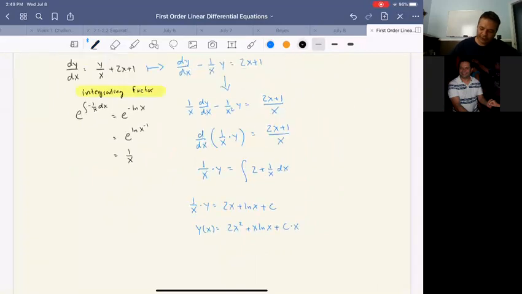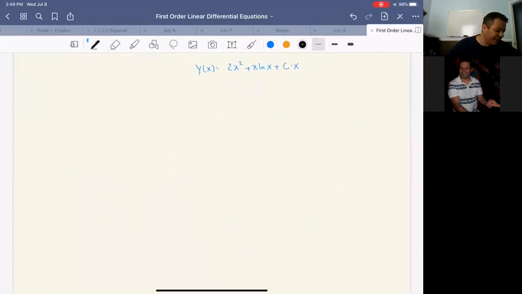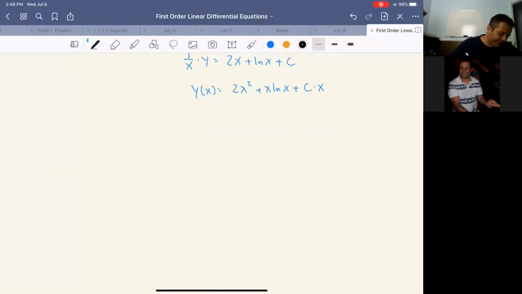Well, first, let me give you another example. Let's take dy/dx equals 4x plus natural log of x plus 1. Oh, nope, that was not an example. That was just me checking it. Let's do another example.